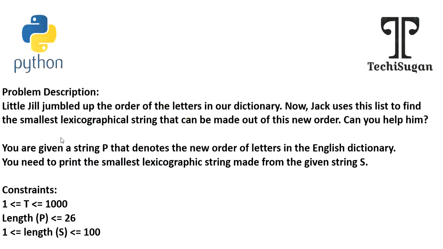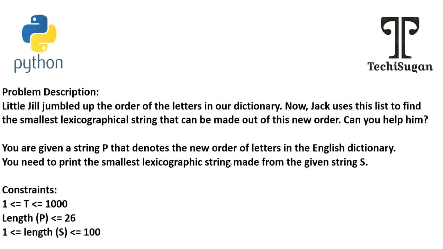You are given a string P that denotes the new order of the letters in the English dictionary. You need to print the smallest lexicographical string made from the given string S. So from the user you are going to accept two strings, one is string P and the other is string S. String P denotes the new order given by Jill, and string S is the one from which we are supposed to find the smallest string in the given order.